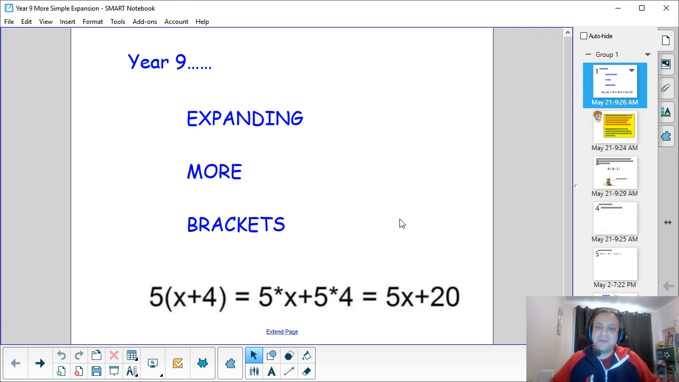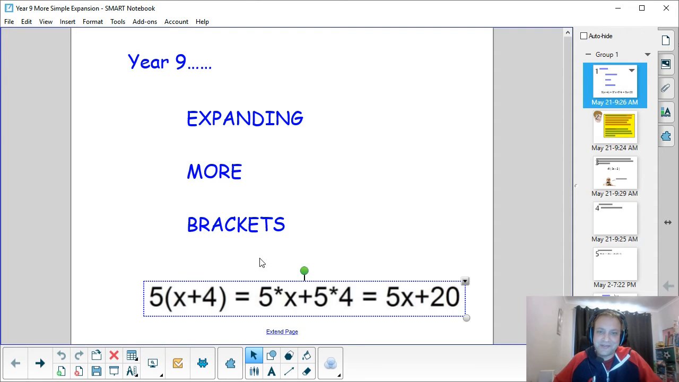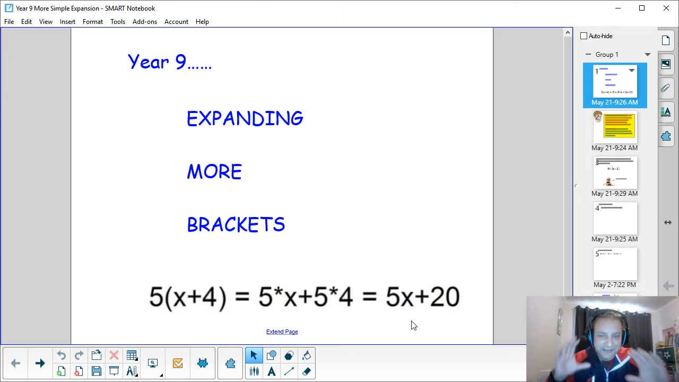You've been warmed up from yesterday's lesson, where you had some numbers or letters out the front and you whacked them in. You went 5 times x, 5 times 4, and kept the parts of your answers separate, right? You didn't put your 5x's and your 20's together because they're different. Now we're ready for a greater challenge, right?